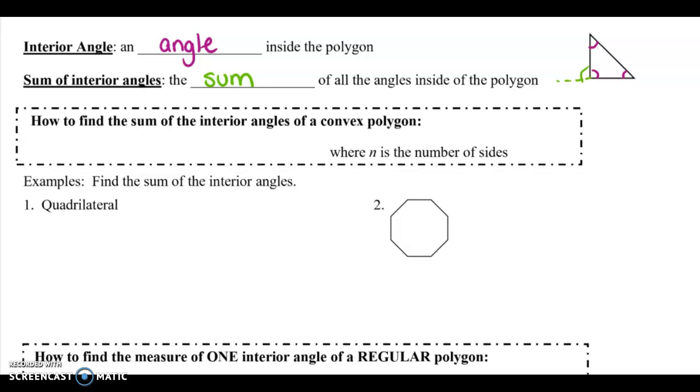The sum of the interior angles is the sum of all the interior angles added together. Some of this you might know. A triangle we know has to add to 180, but we might not know what about a decagon or a nonagon or a hexagon. There's actually a formula that we can use.